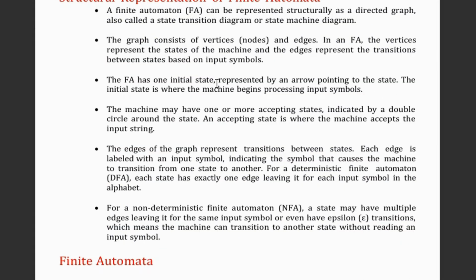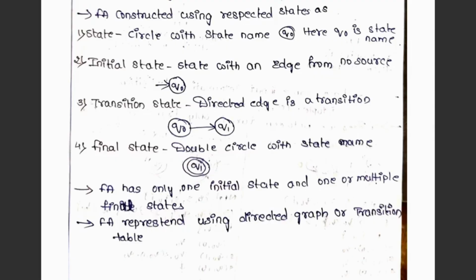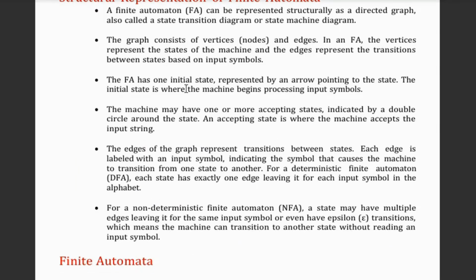Now, the edge represents the transition between the states based on the input symbol. These states, Q0 and Q1, are nothing but the vertices. The vertices represent the states, and the relation between these two states, which we represent with an arrow, is known as the transition, or the edge between the two vertices. To say more simply, the edge between the two vertices. Okay, now you understood.